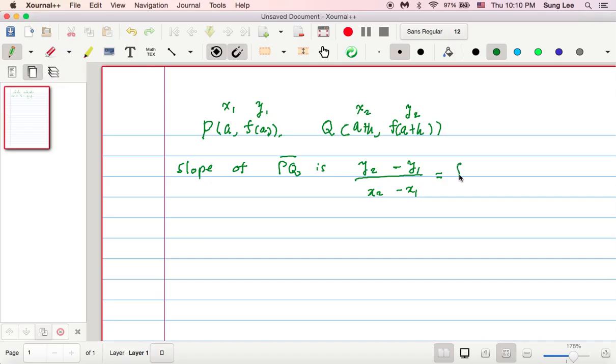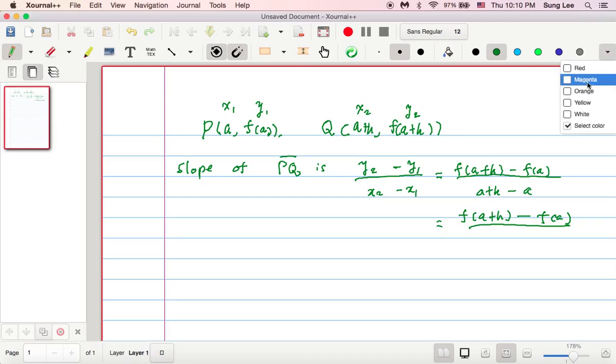So y2 is f of a plus h, minus f of a, all over x2, a plus h, minus a. So that comes to f of a plus h minus f of a all over, this a minus a will cancel out, leaving only h. So this is the slope of line segment PQ. So have that in mind, okay?